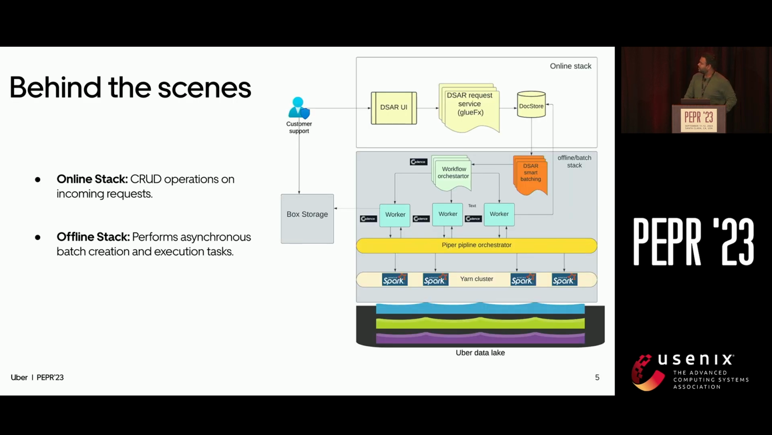This is what happens behind the scenes. So the system can be divided broadly into an online and an offline stack. So the online stack is basically a microservice that does CRUD operations and stores incoming requests. One request can have multiple subjects, and subject can be a rider, eater, driver, basically consumer. The offline stack processes these requests asynchronously.